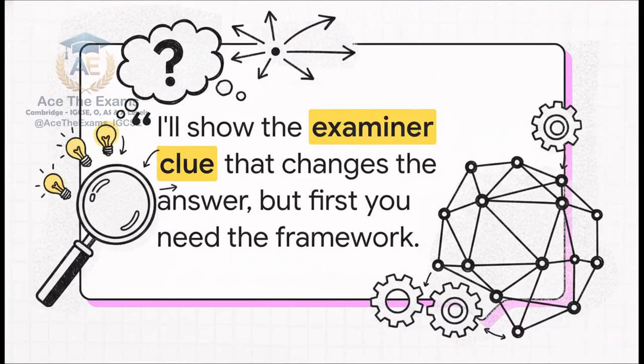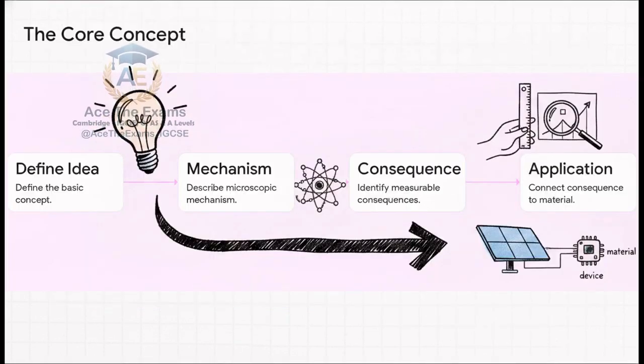In a moment, I'm going to share the exact clue examiners use that changes the game completely. But honestly, it won't make a lick of sense unless you have the right architecture in your mind first. If you don't know the structure of a perfect answer, even the most glaring hints in the exam paper won't save you. You need a disciplined, high-retention framework built on cause and effect. And this brilliantly illustrates our core concept.